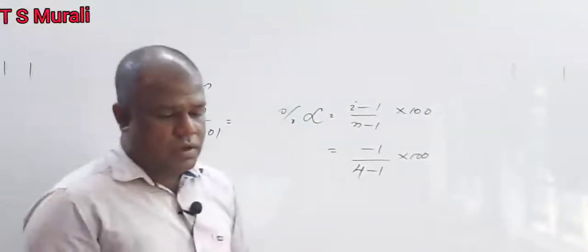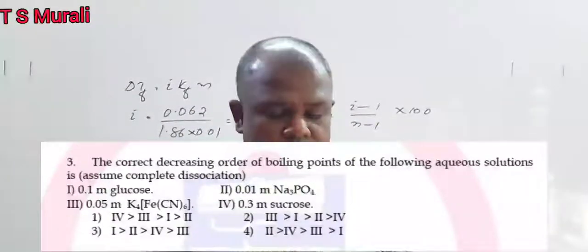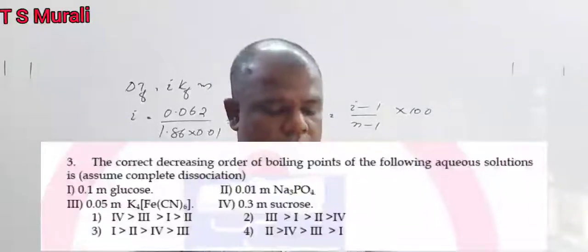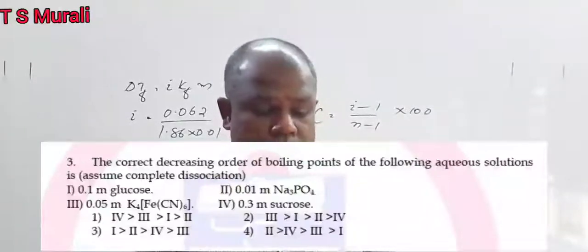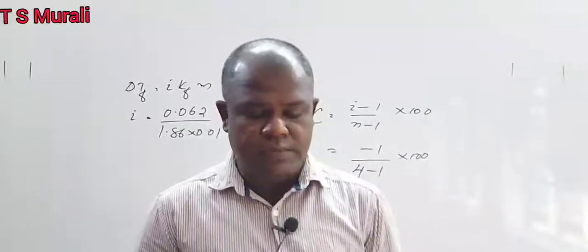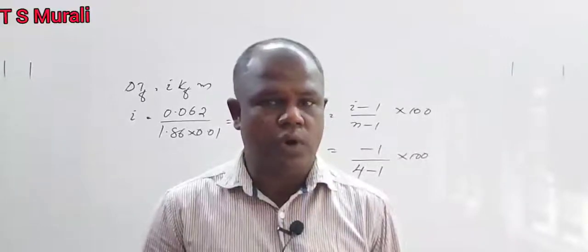Question number 3. The correct decreasing order of the boiling point of solutions. They are giving 1, 2, 3, 4: 0.1 molal glucose, 0.01 molal Na3PO4, 0.005 molal K4Fe(CN)6 and 0.3 molal sucrose. Everything is molality, small m, molal.